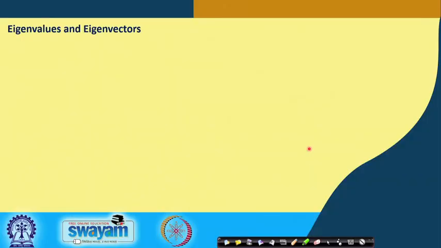So, what are the eigenvalues and eigenvectors of a matrix? Let us consider this simple 2 by 2 matrix A, given by 3, minus 2, 1, 0, and then we consider these two vectors. One is u, which is minus 1, 0, and another one is v, which is 2, 1.